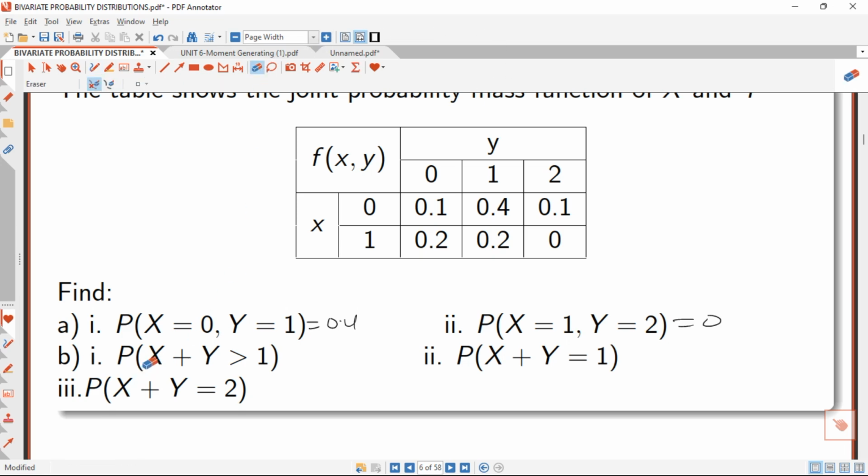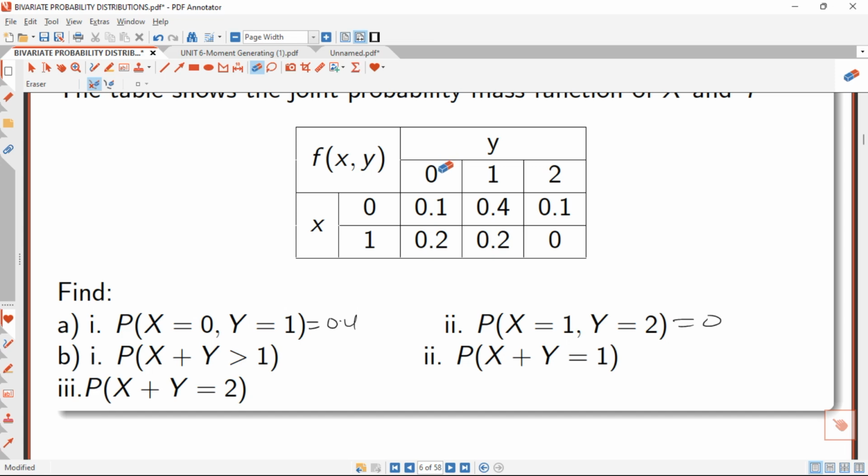And the third question says to find the probability that x plus y must be greater than 1. That means x plus y is supposed to be greater than 1. So let's come here. 0 plus 0 is giving us what?